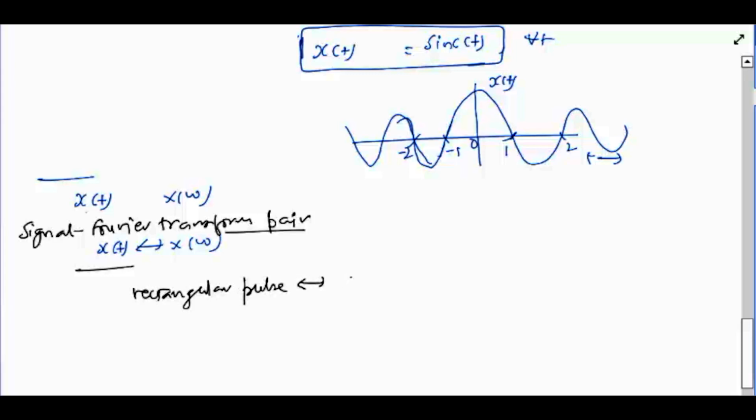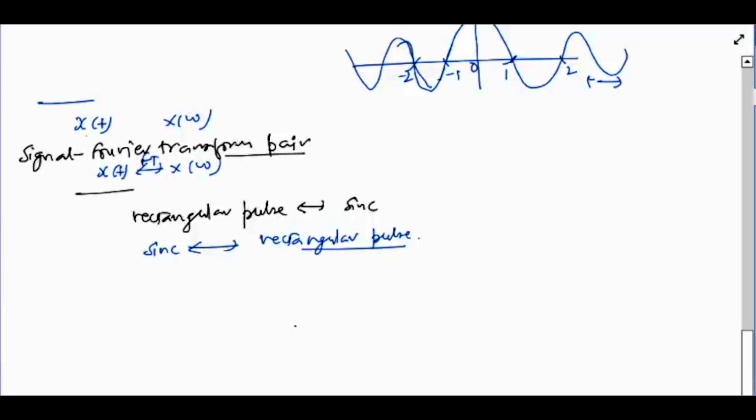its Fourier transform is sinc, and for a sinc function its Fourier transform is a rectangular pulse. So we see a duality between Fourier transform and inverse Fourier transform. We will see such dualities, several such dualities as we go along. So now we come to properties of Fourier transform.